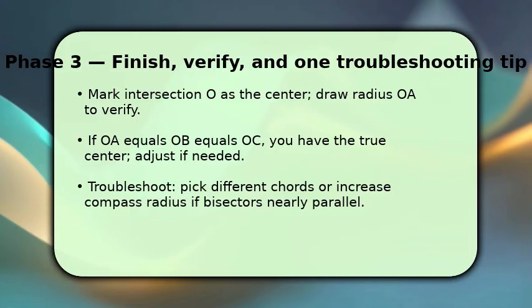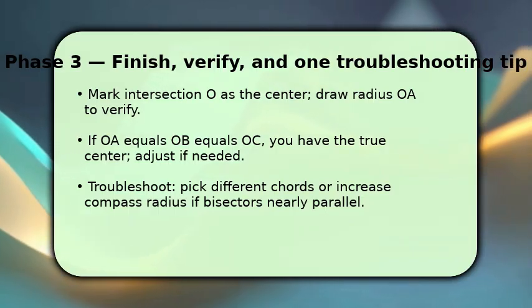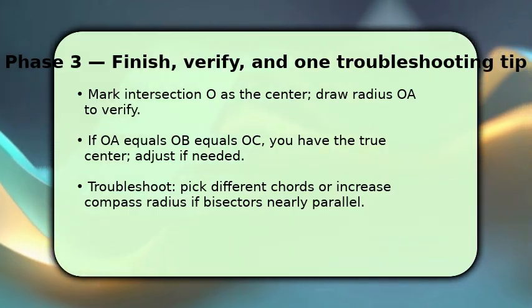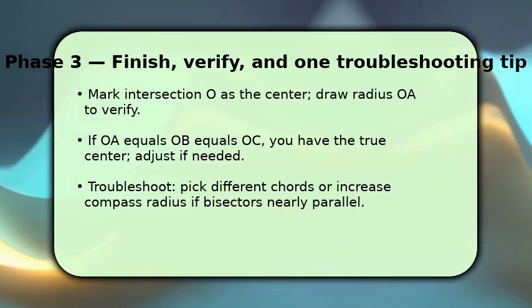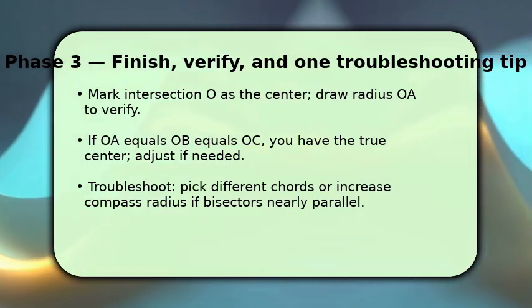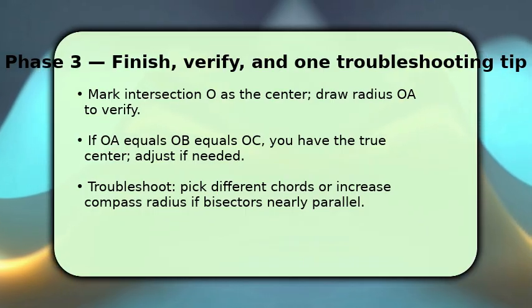If the bisectors don't meet cleanly, often because chords were nearly collinear or arcs misdrawn, choose different, well-separated chords or increase the compass radius so arc intersections are distinct. Then repeat the bisector steps and recheck.